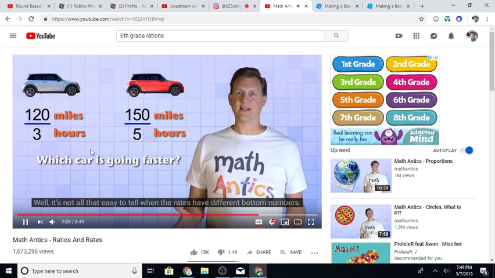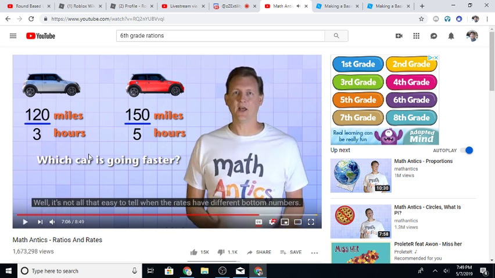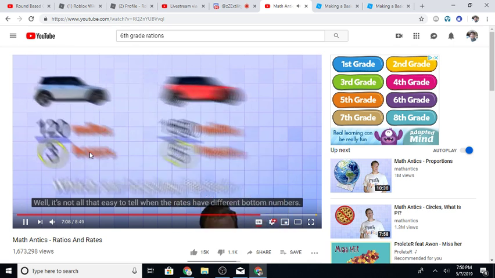Well, it's not all that easy to tell. Maybe the blue car is going faster. Actually, no, it can't be the blue car, but it can't be the red car. Maybe they're going the same. It's hard to tell when the rates have different bottom numbers.